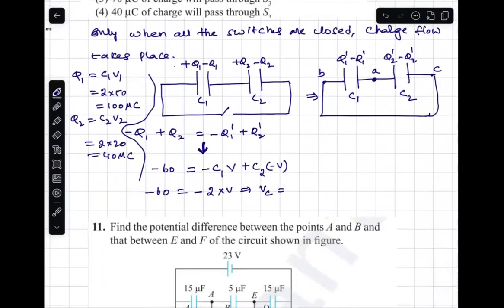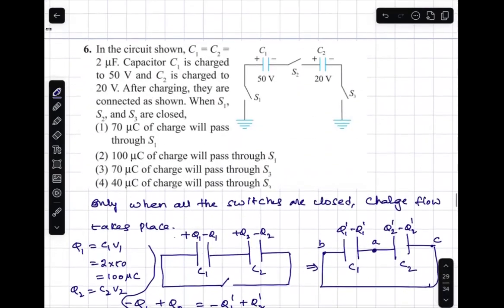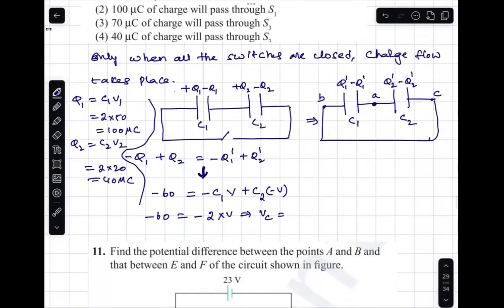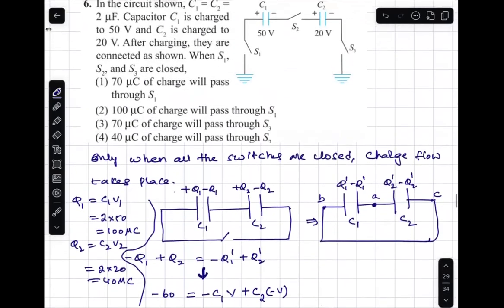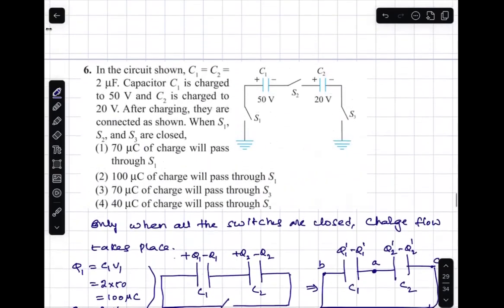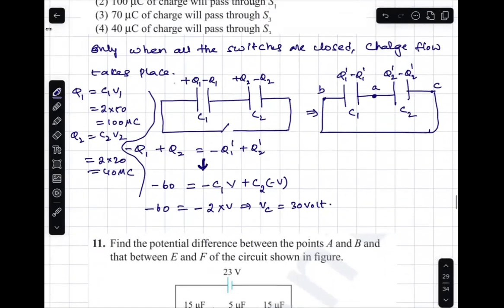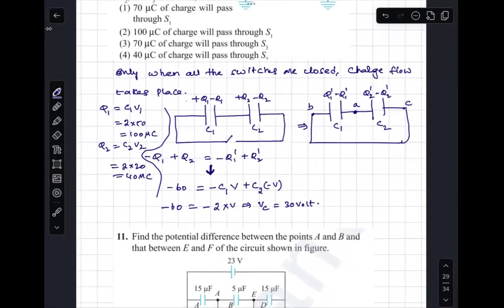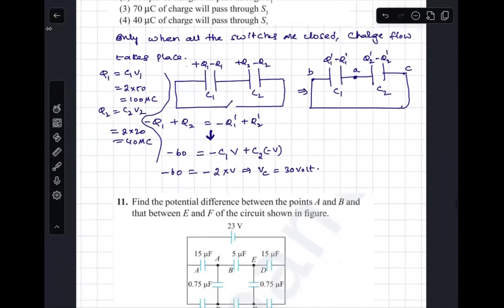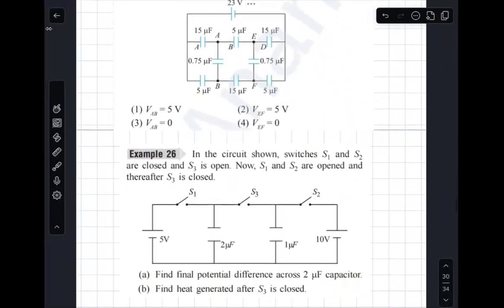So therefore, common potential is, what is going to be the common potential here? C1 and C2 are same, right? So what is the common potential here? It is 30 volts. Right. So I repeat, you have 2 microfarad capacitor. Here you will have 100 microcoulomb charge. Here you will have 40 microcoulomb charge. This is one way of doing the problem. Otherwise, I will teach you another method also right now.